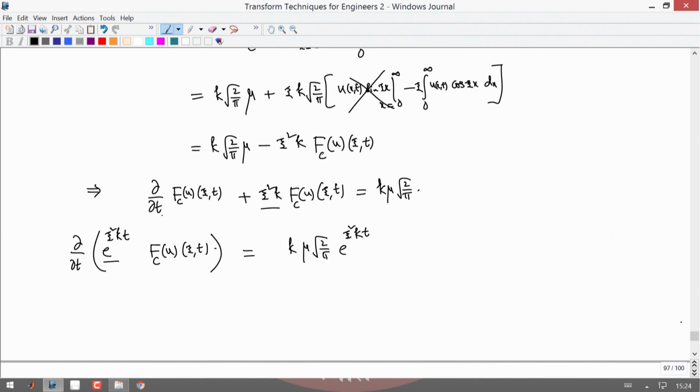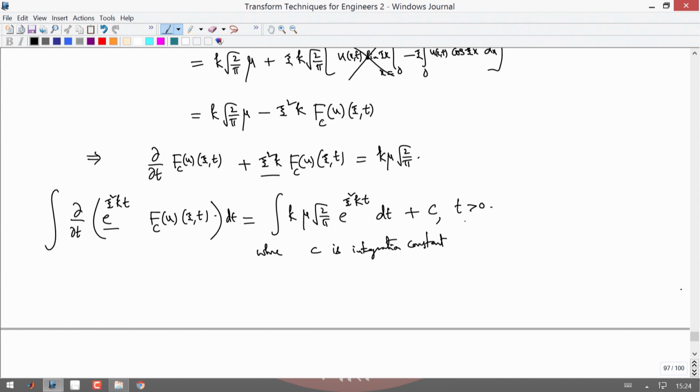So, this is what happens. If you multiply this factor on both sides, the left hand side is this. So, you can do the integration with respect to t, plus some constant c, where c is arbitrary, c is the integration constant. This is for t positive, okay. c positive and xi is also positive.